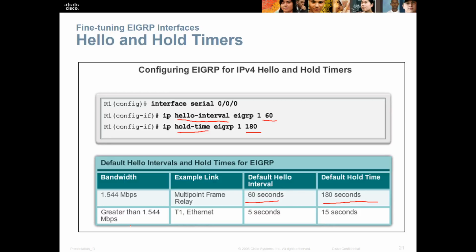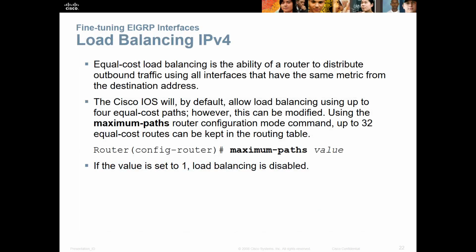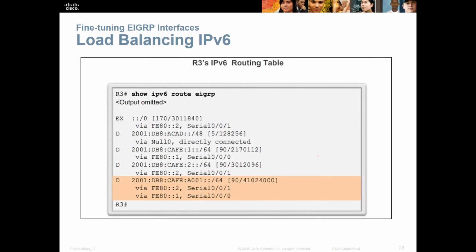If we're talking a greater bandwidth, we'd be looking at a default of 5 and 15, because again, the default hold timer is 3 times larger than the hello interval. One thing that I really like with EIGRP is it does allow for load balancing. You can actually do up to 32 equal cost routes kept in the routing table, and you can do maximum path values. You can do load balancing based off of that. Show IPv6 route, which we've already discussed.